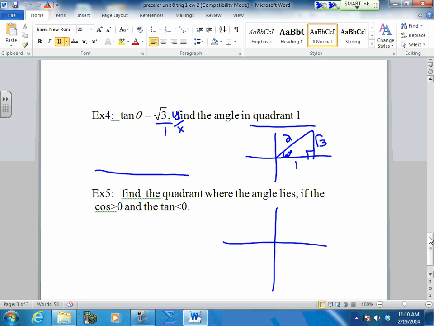If something on my number line is greater than 0, is it positive or negative? Positive. Guys, just let me finish this. So where is cosine positive? Here and here. Tangent negative. Where is tangent negative? Here and here. Where do they overlap? That's where this is.